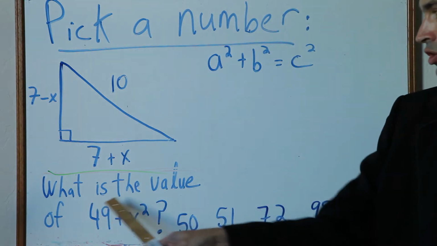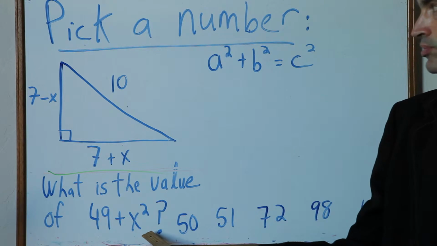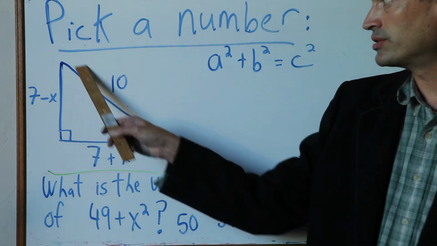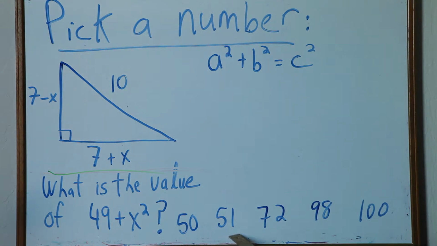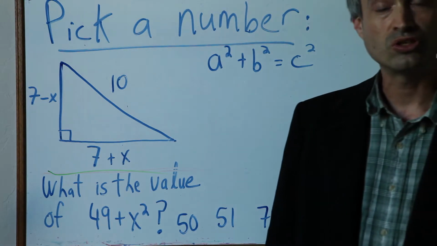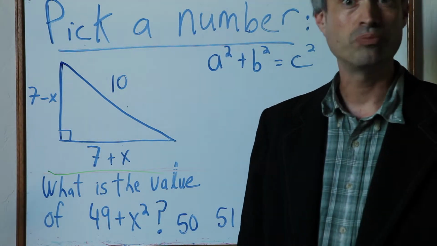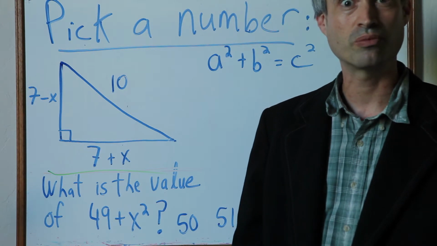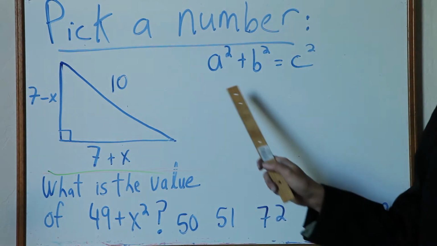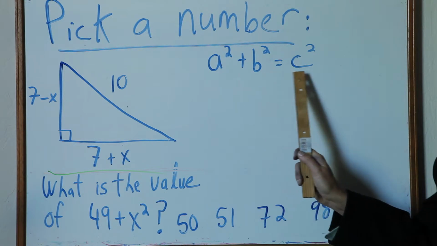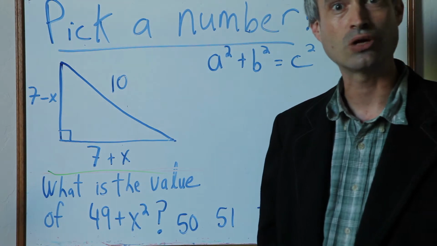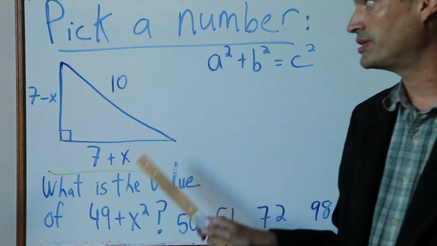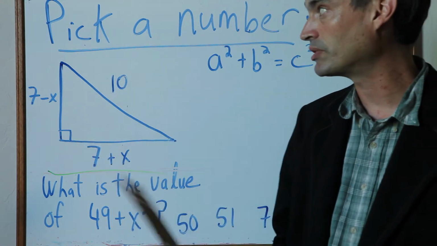This question read, what is the value of 49 plus x squared based on this diagram of a right triangle? And the choices look something like this: 50, 51, 72, 98, or 100. Now, of course, when you see a right triangle on your exam, you should be thinking of one of the most famous theorems from math, the Pythagorean theorem, which states that a squared plus b squared equals c squared, where a and b are the two legs of a right triangle, and c is the hypotenuse, the side across from the 90-degree angle.